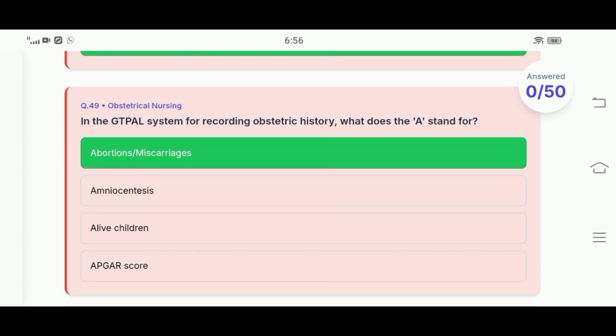49. Obstetrical nursing. In the GDPAL system for recording obstetric history, what does the A stand for? Options are A. Abortion, miscarriages, B. Amniocentesis, C. Alive children, and D. Apgar score. So the correct answer is A.